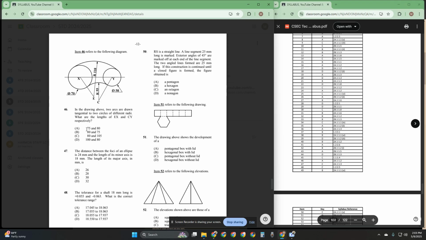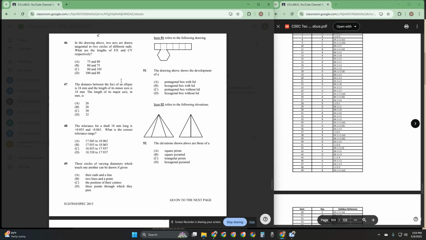It is 75 and 80 respectively. This is for EX and CY. I need some time to think about it, but this is the answer they gave. They said number 46A. So we'll go with it.